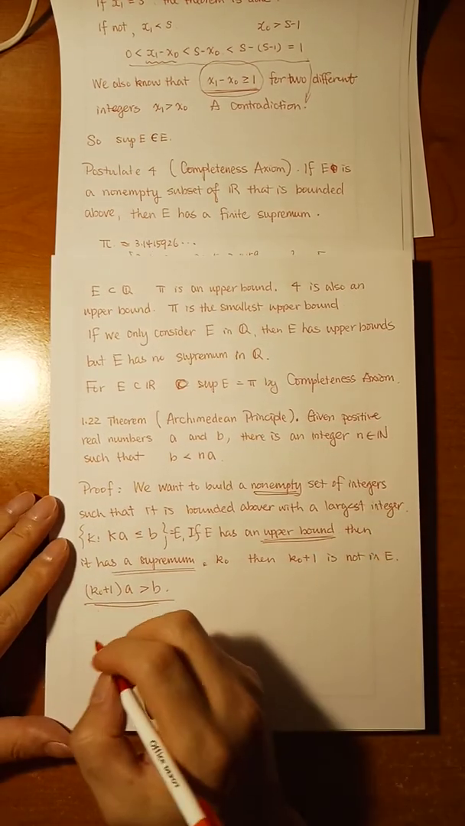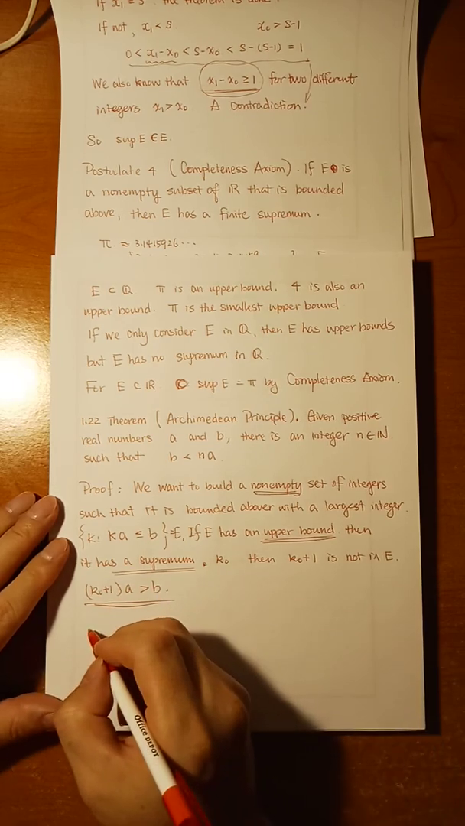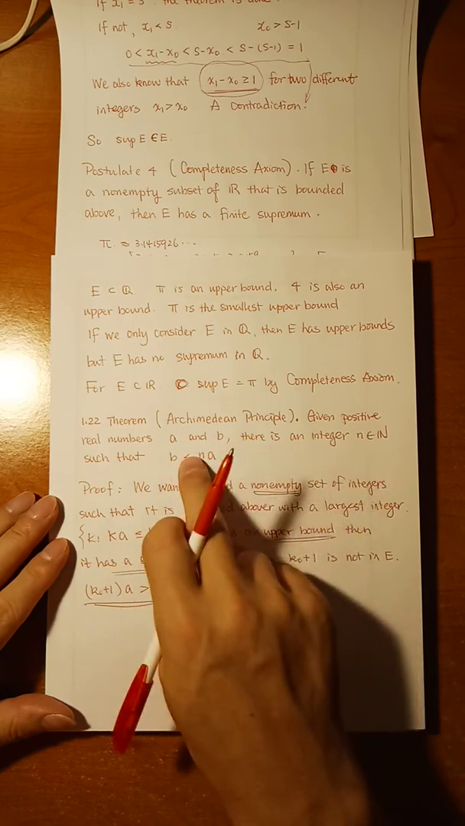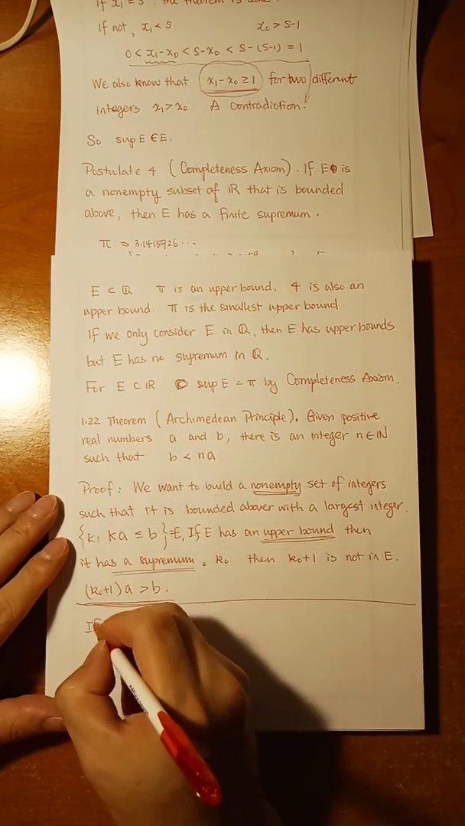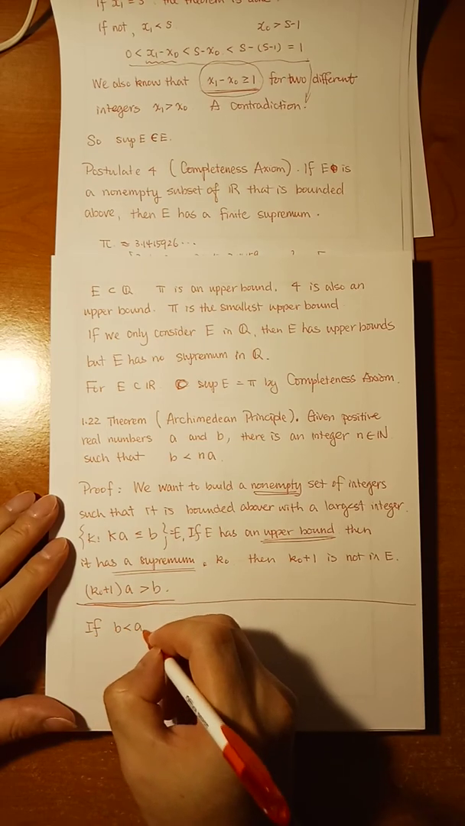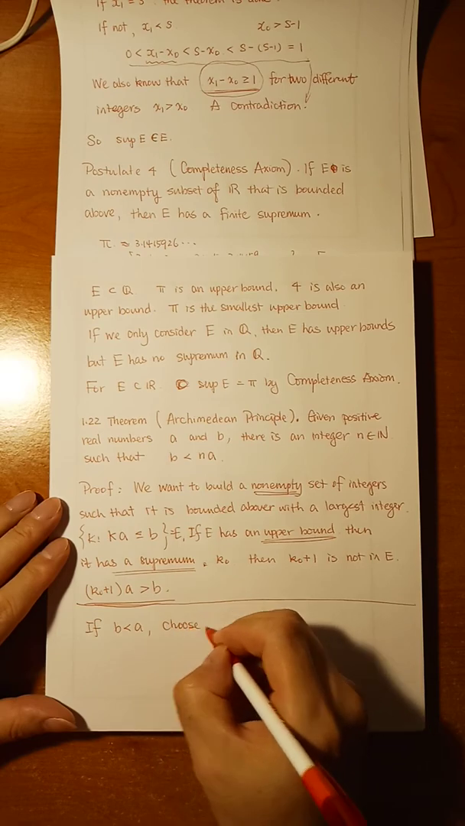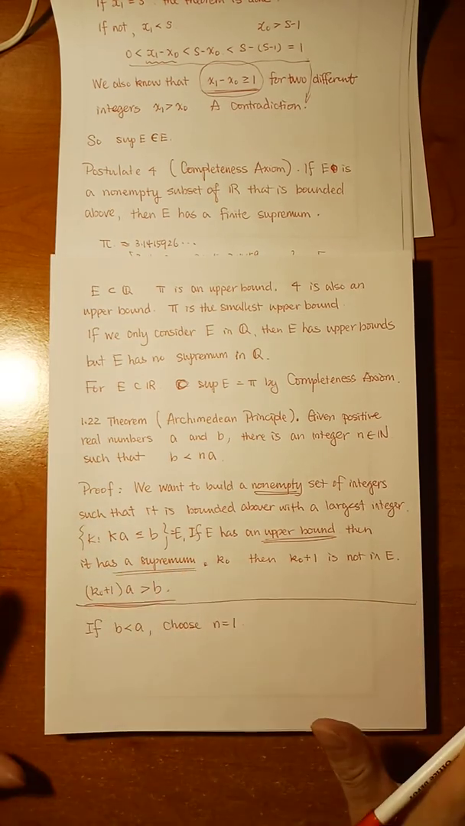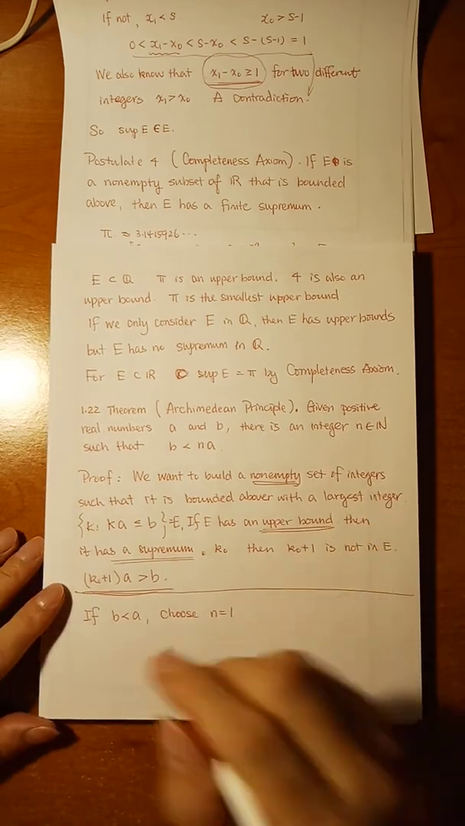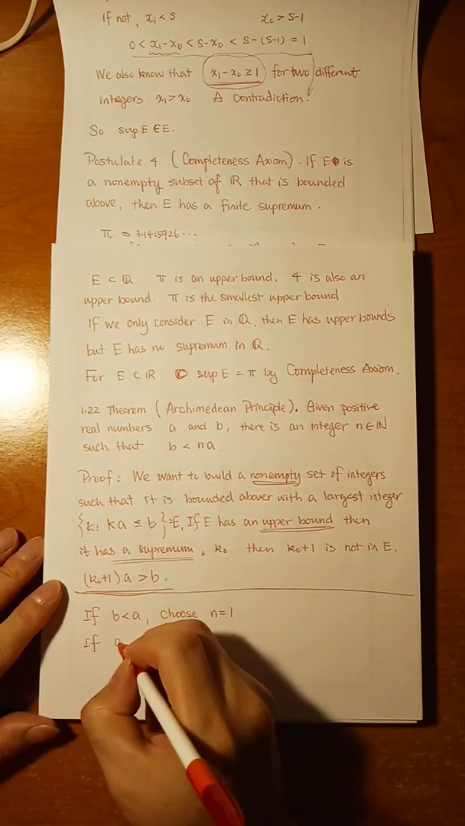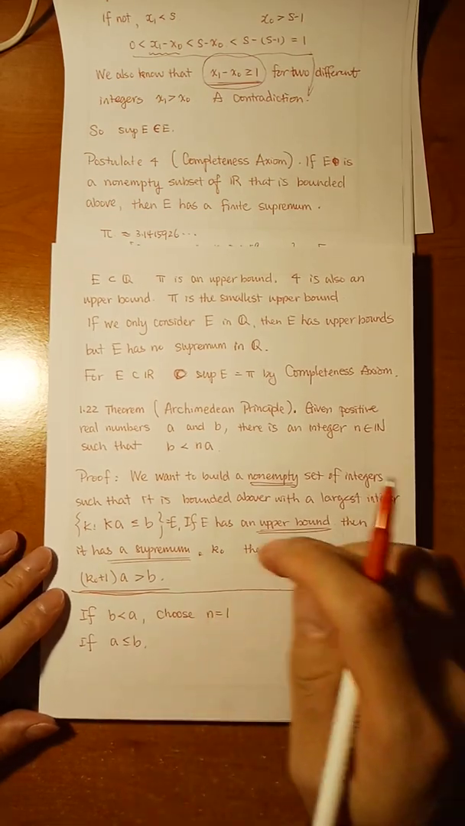Okay, so let's see the cases. You have positive numbers a and b. This is the idea, not the proof. If b is less than a, choose n equal to 1. You are done. There's nothing you need to do. If a is less than or equal to b, then we define this set.